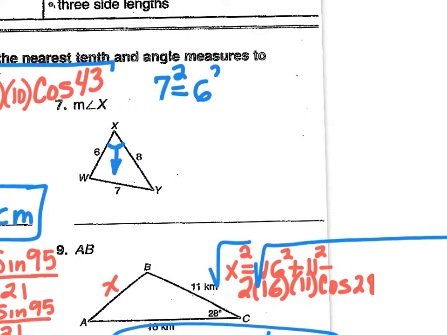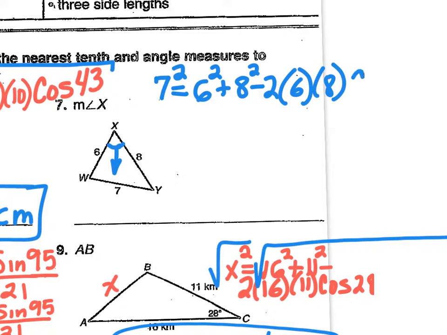You square those 2 sides, the sum of those 2 squares, minus 2 times the product of those 2, which is 6 times 8. And then you get the cosine of the angle across from that 7, which is X. So now at this point, we have to simplify what you have on the right side and what you have on the left side.